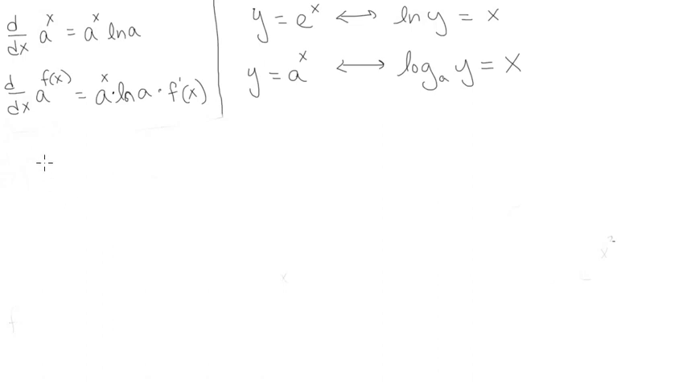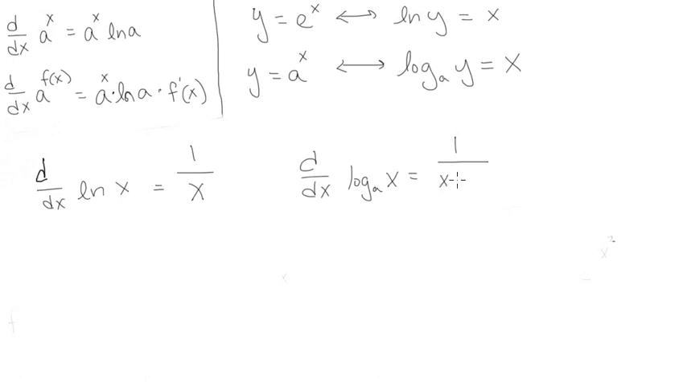The derivative with respect to x of the natural log of x is equal to 1 over x. If you have a, sorry, not the natural log, so a base other than e, the derivative of a log base a of x is equal to 1 over x times the natural log of a.